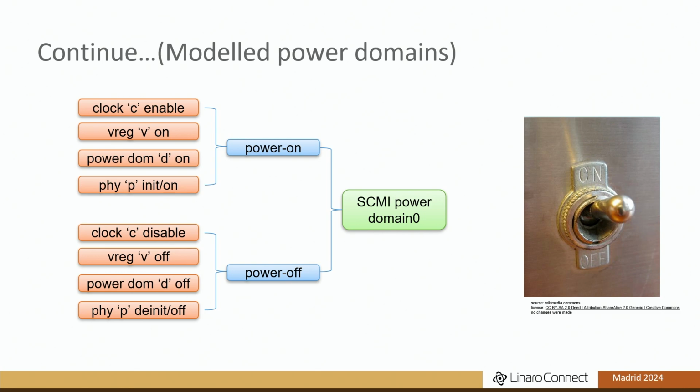Now for power domain, we are grouping on and off kind of operations under power. For example, a peripheral may have clock C enable, regulator on, power domain, this is the physical power domain on. It may also do PHY init or on, and then PHY resources, for example PHY power domain or PHY clocks on. So all those binary kind of operations we can group under the power on operation of the SCMI power domain, and power off can just do the opposite. So this is substantially cutting down the traffic going to the firmware by grouping all of them.